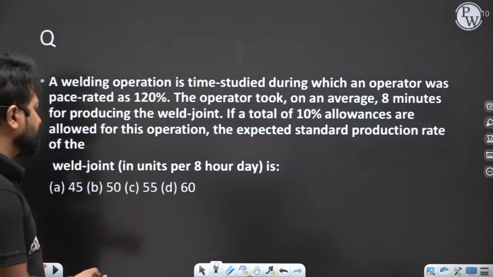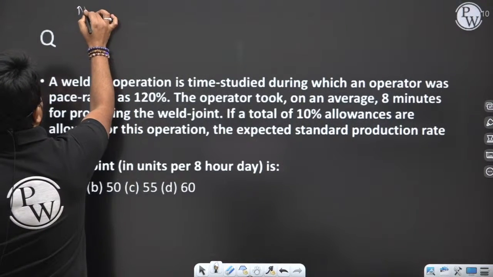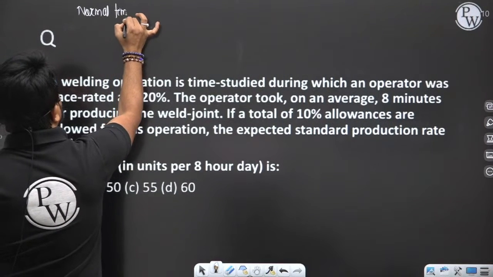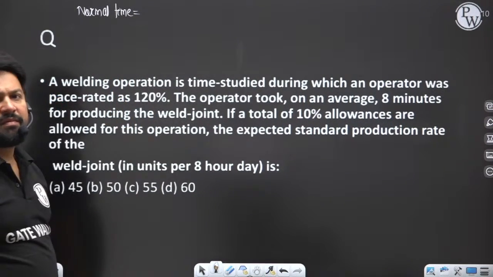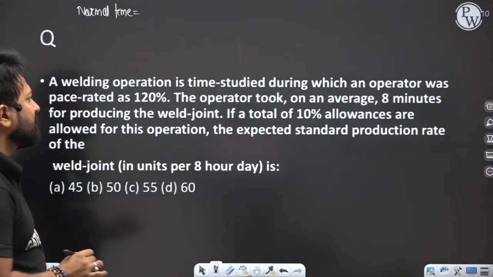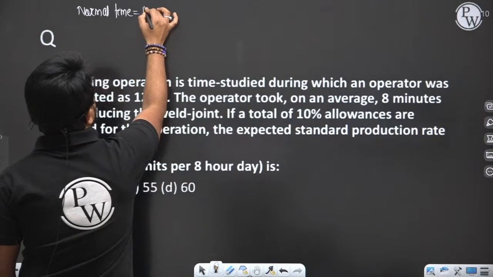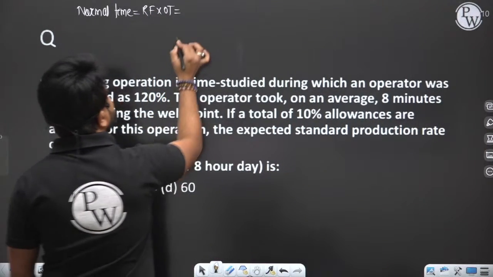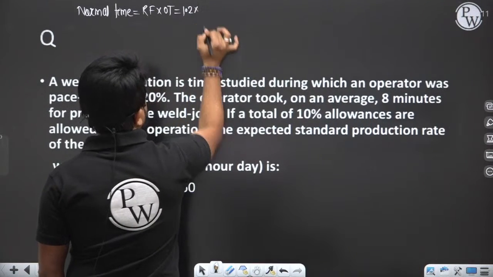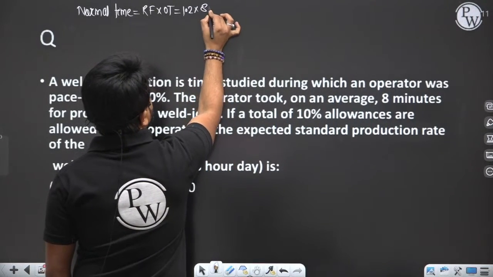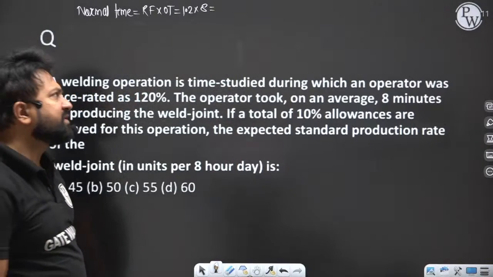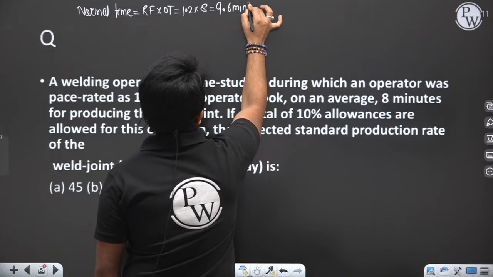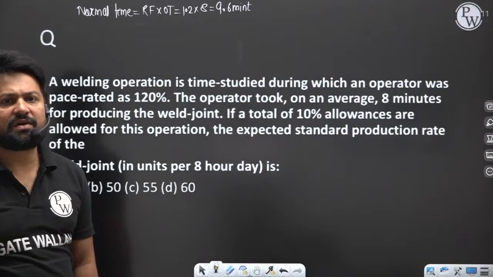Okay, right. First of all, you have to find the normal time. What is the normal time? You have to multiply the rating factor with the observed time. The rating factor is 120%, so 1.2. Observed time is 8. How much will it come? 9.6 minutes. This is the normal time.